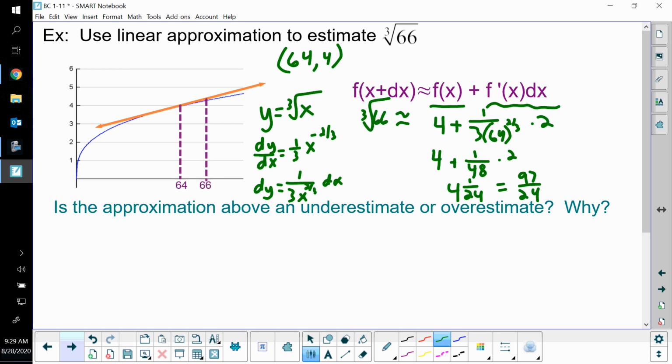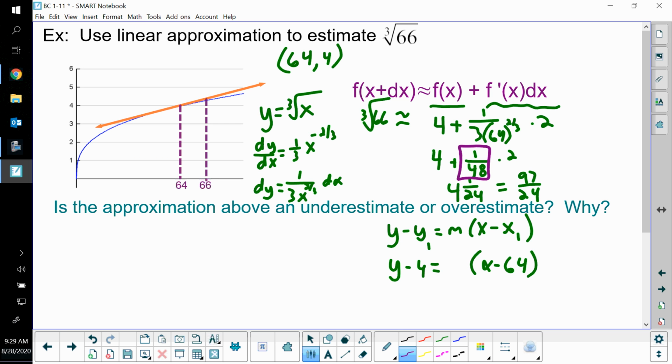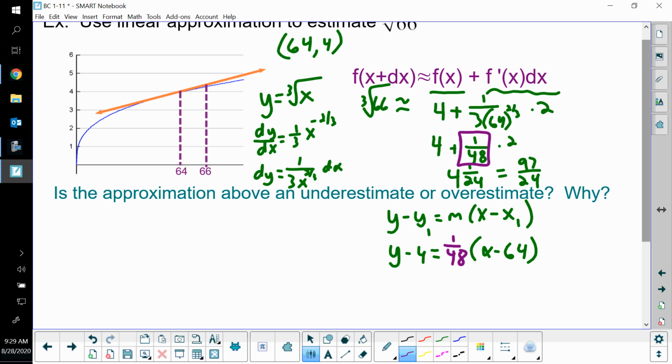Now, here's another way to think of the linear approximation. Think of your point slope form of a line. We have y minus y1 is equal to a slope times x minus x1. Last year with Mr. DeLands, you guys did equations of tangent lines. Well, let's think about what the equation of this tangent line would be. Our y1 would be 4, and our x1 would be 64, because that's the point of tangency. And then the m is just the slope at that point of tangency, which was that 1 over 48 that we found here. The derivative with it all filled in.